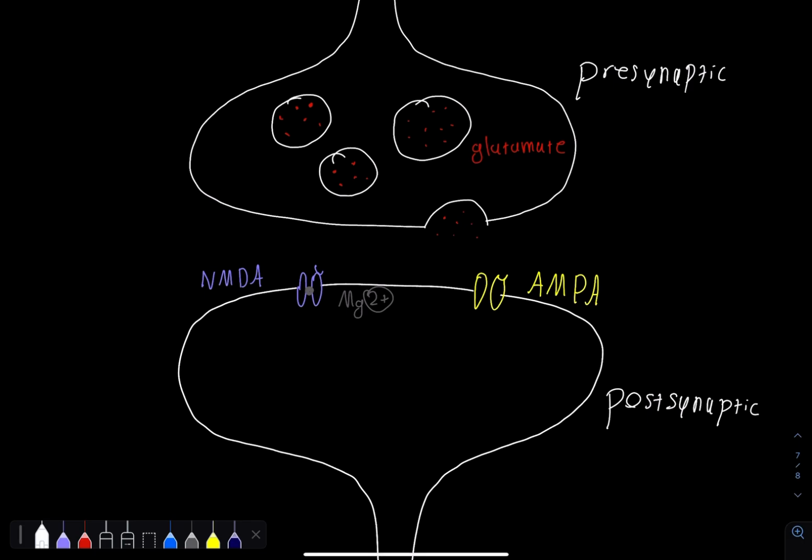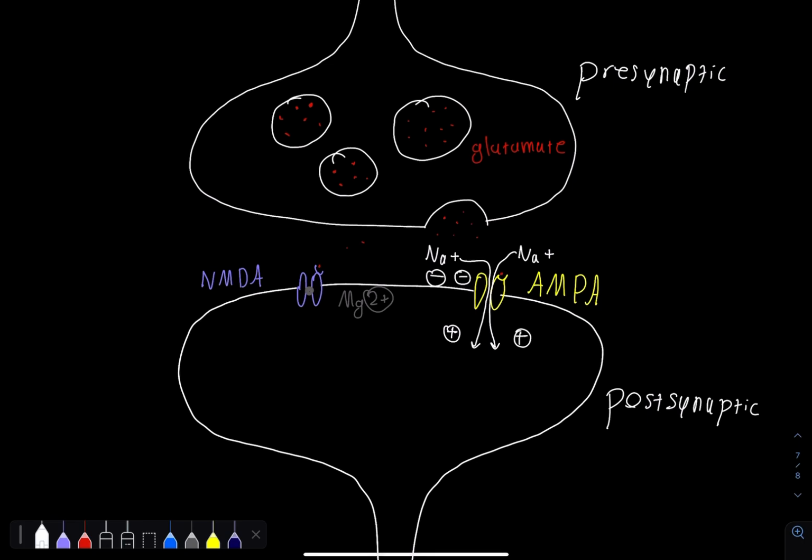Now, the postsynaptic neuron expresses two types of glutamate receptors. One of them is AMPA here in yellow, and the other one's NMDA receptors. What will happen is that glutamate will enter the synapse and bind to these receptors. When it binds to AMPA receptors, AMPA would open up its sodium channel, right? And so sodium would begin to come in and enter the cell through AMPA. And this would cause a depolarization of the cell.